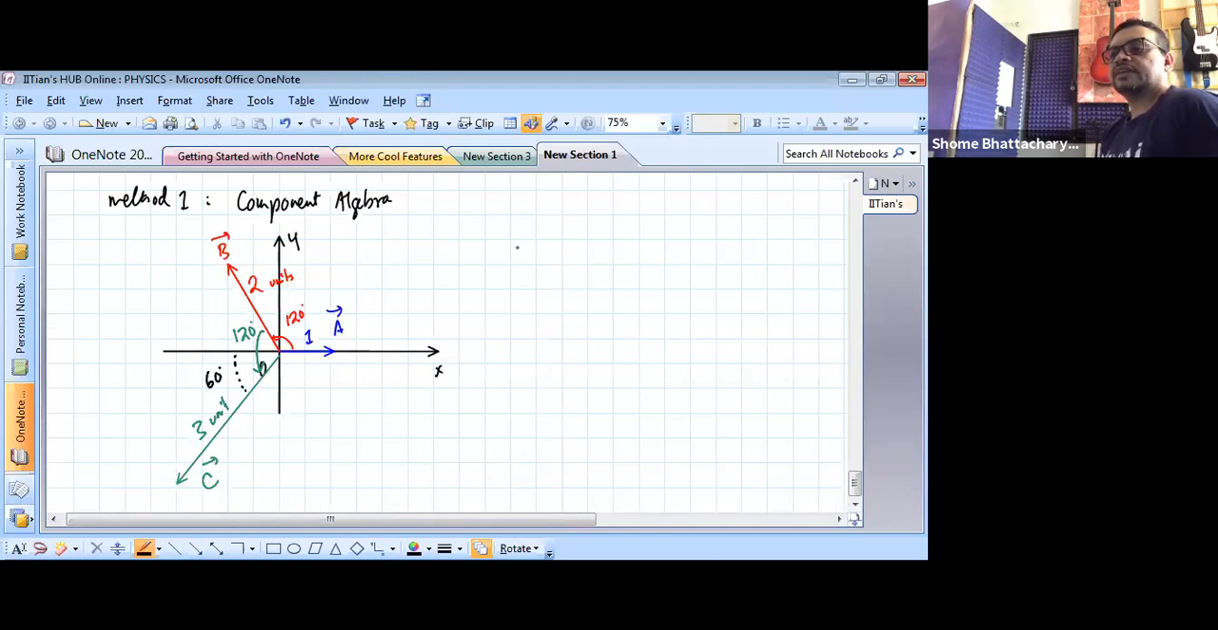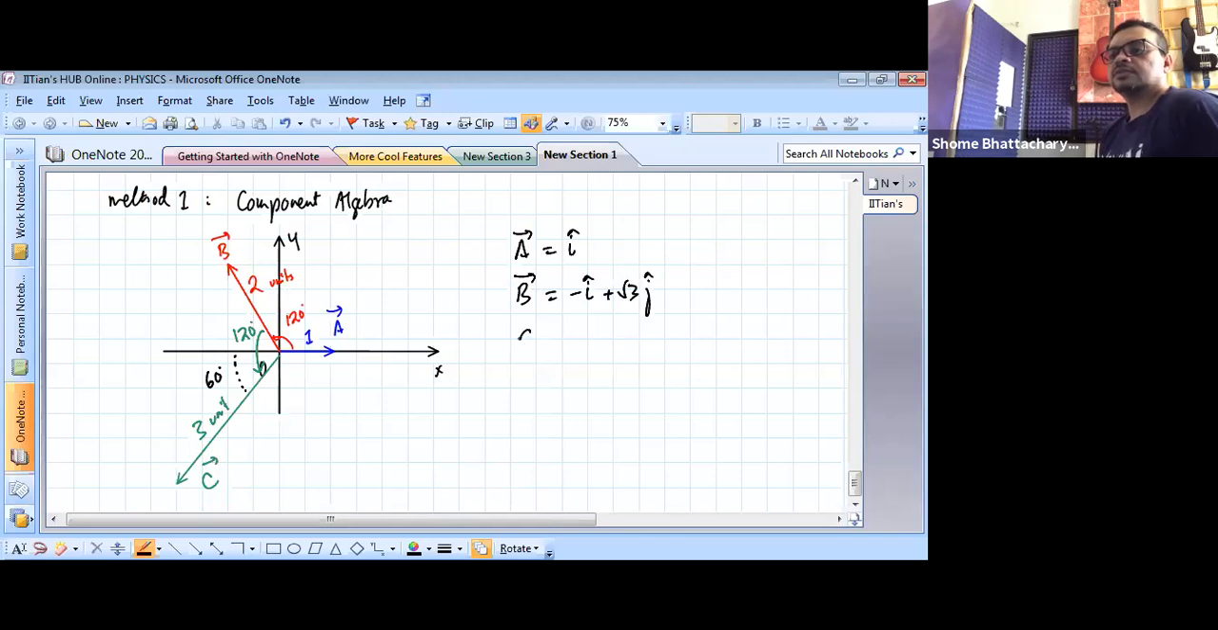So we can see that the vector B in component form, magnitude 2 and angle 120. So cos 120 you know is minus half, so it will become minus I cap, and sin 120 is plus root 3 by 2. So plus root 3 J cap.